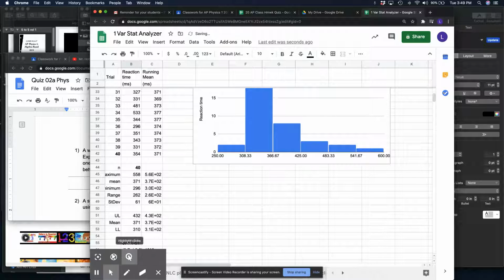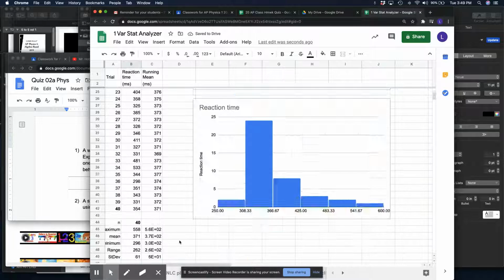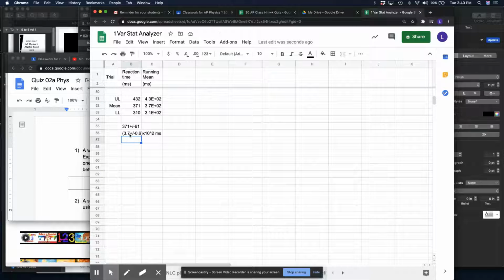And so this is actually our final answer. 3.7 plus or minus 0.6 times 10 to the second milliseconds. We're saying it's about 370 milliseconds, give or take 60 milliseconds, or 3.7 plus or minus 0.6. And we see that borne out here in the digits above.